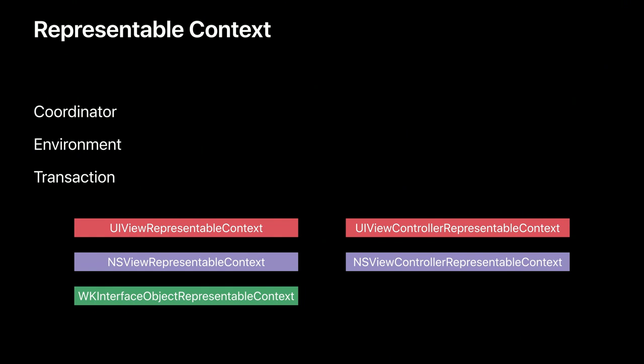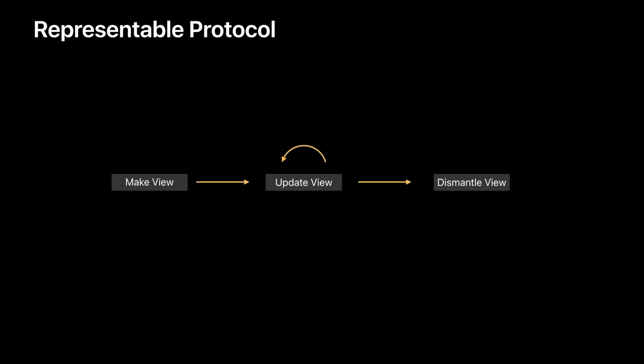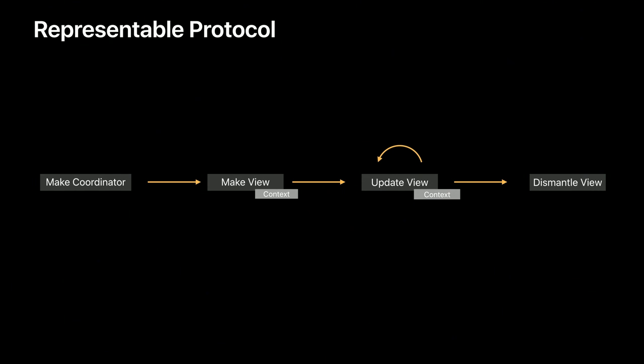Now, let's take another look at the representable protocol diagram that we saw. In the make and update methods, we pass a parameter for the representable context. This context already has information about the environment and transaction. If you wish to use the coordinator, however, you would have to create that yourself. That can be done using the optional makeCoordinator method. During initialization, the makeCoordinator method is called first, followed by the makeView and updateView methods, so that the coordinator is available through the context when you're configuring your views.